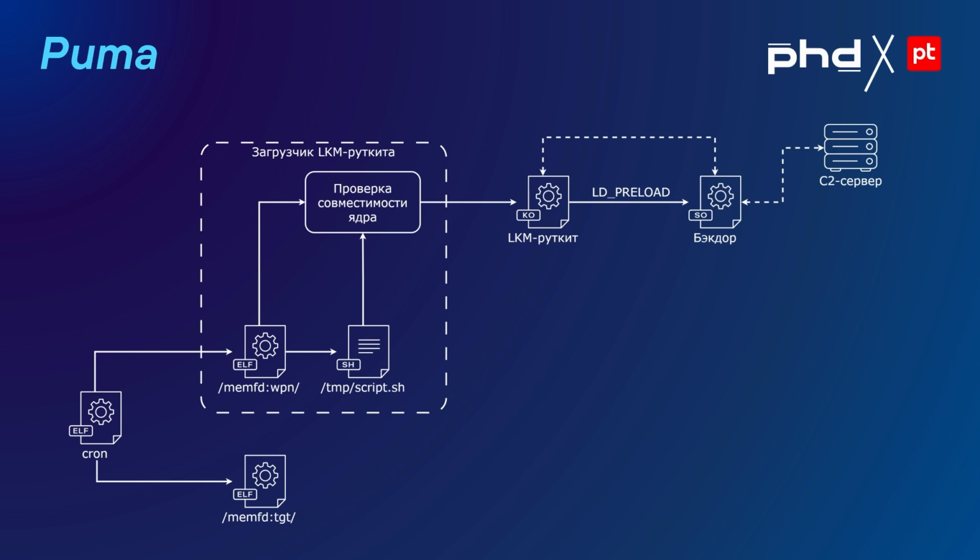Accordingly, you can see that the backdoor is launched with LD_PRELOAD, and with LD_PRELOAD it sends a beacon to the server. It gives a response to the criminal server and waits for the command.